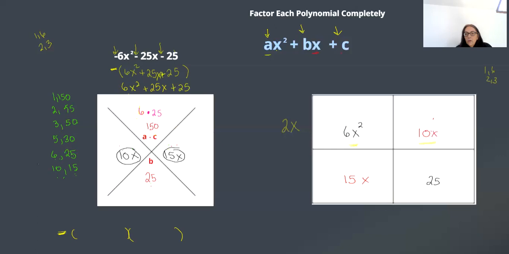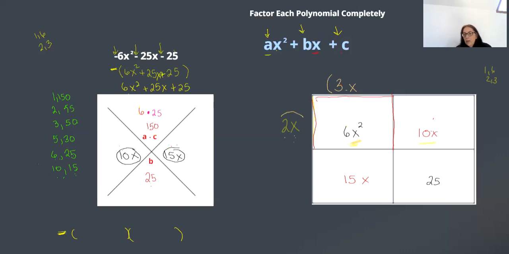Now think of this little square as the area, or rectangle, I should say. And remember, length times width equals the area. So we're going to ask ourselves, 2x times what gives us 6x squared? All right, so 2 times 3 gives us 6. And x times x is x squared. So 2x times 3x is 6x squared. All right, I'm going to put a parenthesis here, and I'm going to put a parenthesis here.